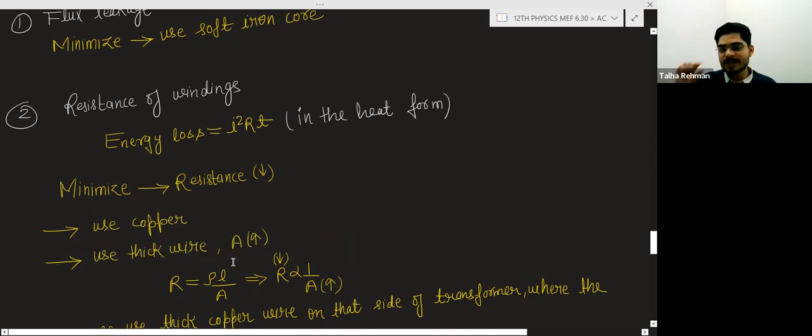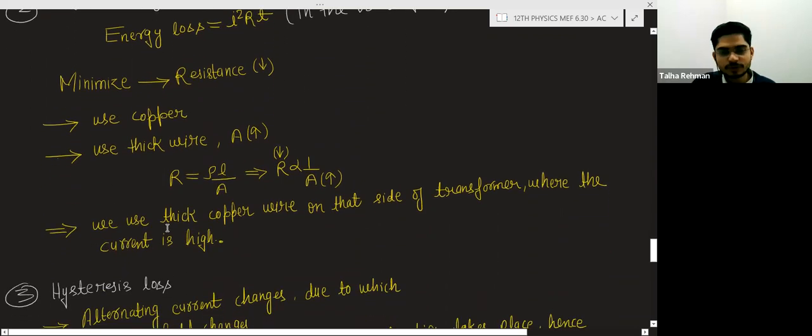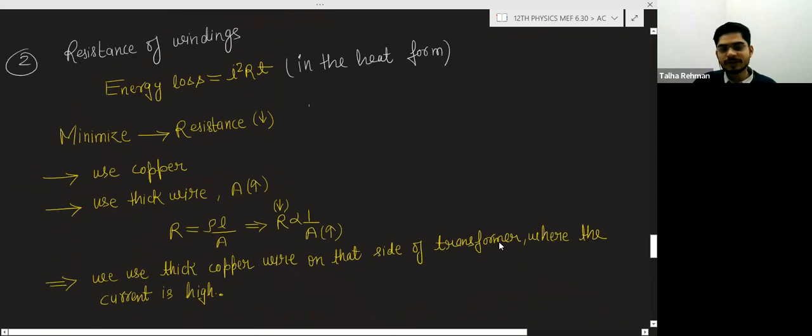Thick copper wire means the area of cross section of the copper wire is large. Resistance is given by rho L by A, and if the area is large, then the resistance of the winding will be reduced. If resistance is less, then from this formula, heat loss will be less. So we use thick copper wire on that side of the transformer where the current is high.